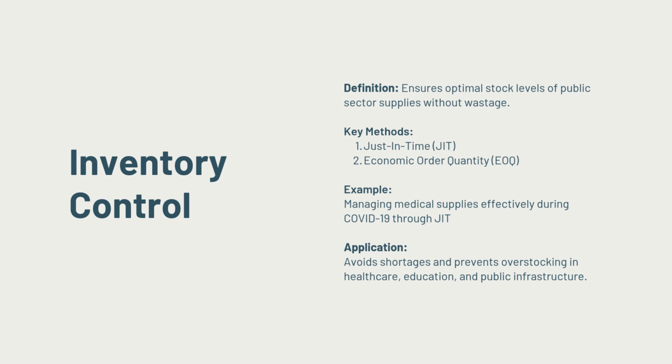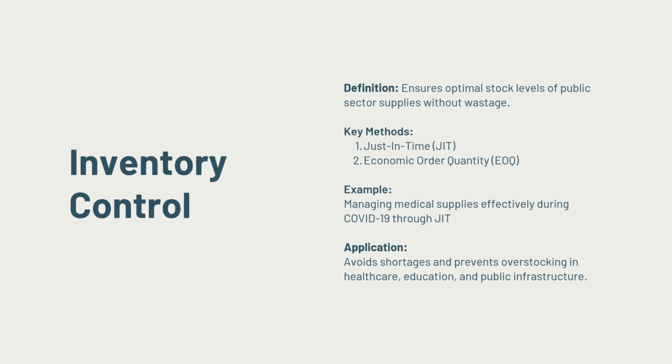The other widely used method for inventory control would be EOQ or economic order quantity. EOQ helps determine the optimal quantity of inventory to order at a given time, balancing the costs of ordering and holding inventory. This method ensures that you order the right amount of supplies, reducing the risk of overstocking or frequent ordering. Key steps in inventory control include classifying the inventory, determining stock levels, and monitoring and adjustment.